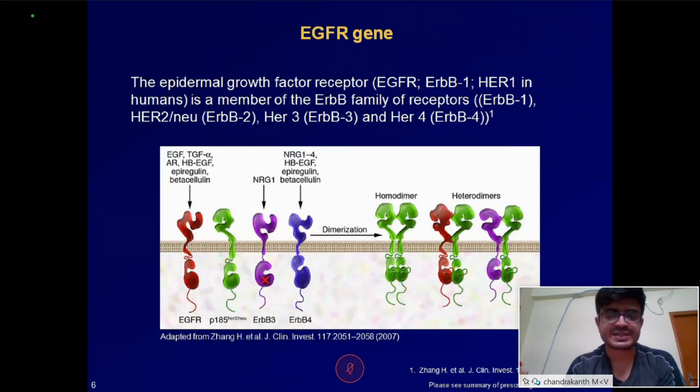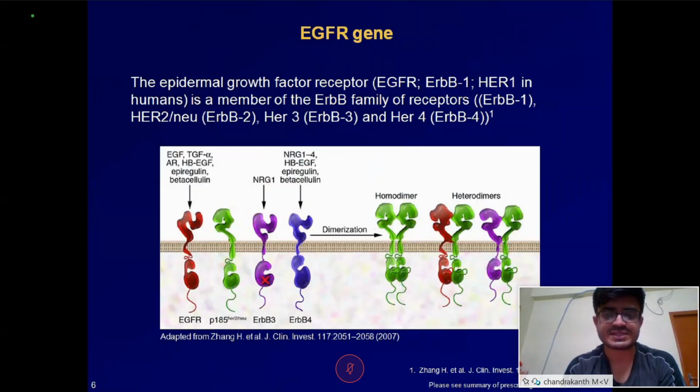The first generation TKIs are reversible inhibitors of exon 21 and exon 19, and they also have some sort of activity on wild type EGFR. Therefore, they have modest efficacy with some amount of side effects.